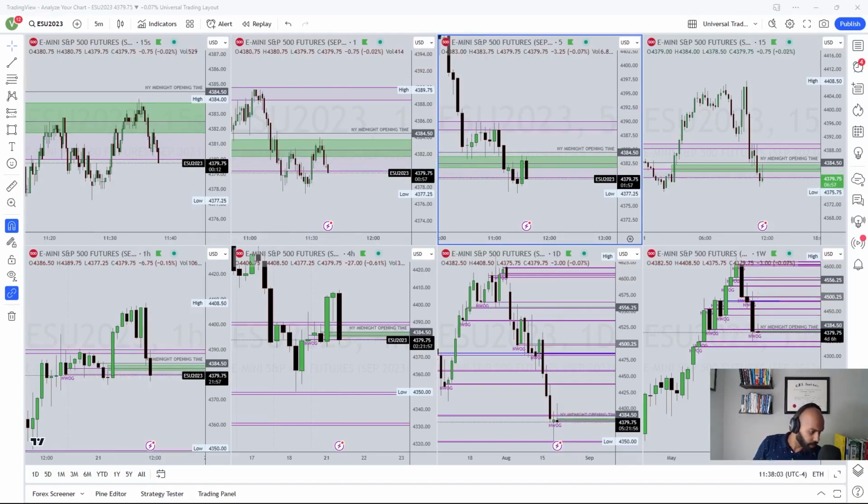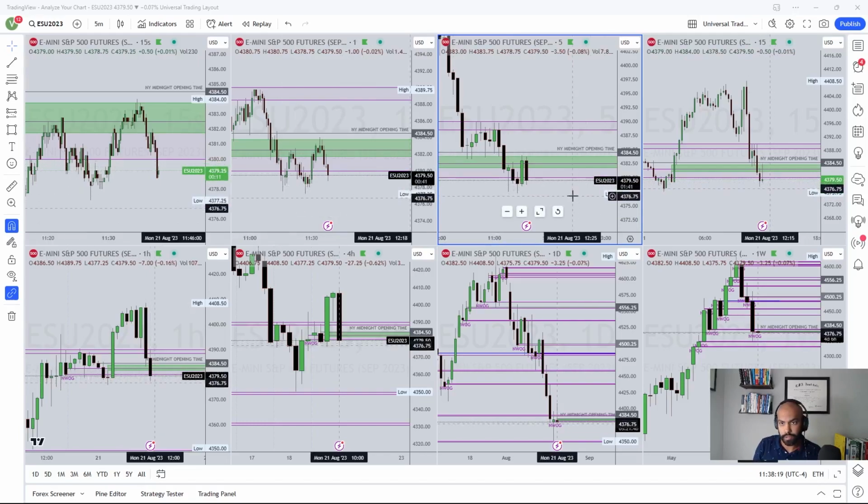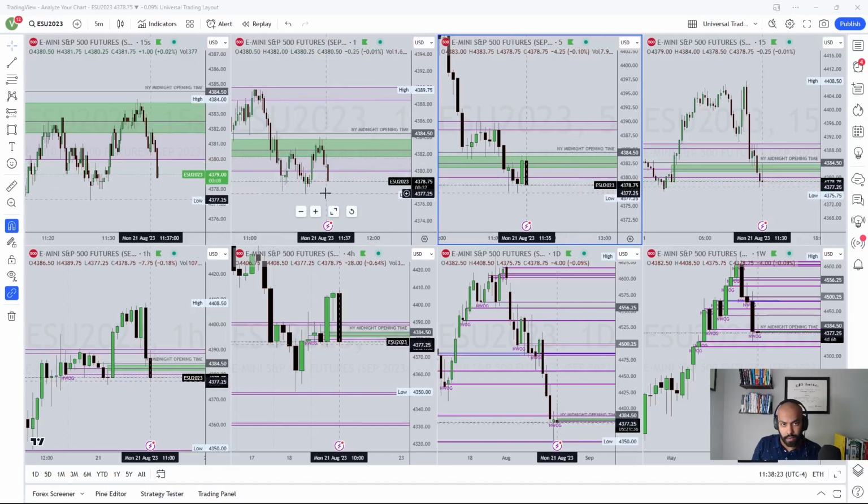Okay, all right, I got filled. We'll see how price reacts here. I put my stop right here. If I get stopped out, I'm actually done for the day. It's hit my max daily loss, which is $500. So if I get stopped, I get stopped. I'm out.